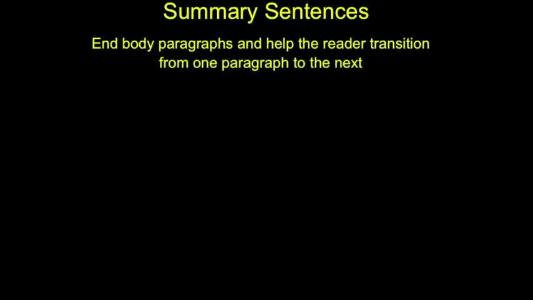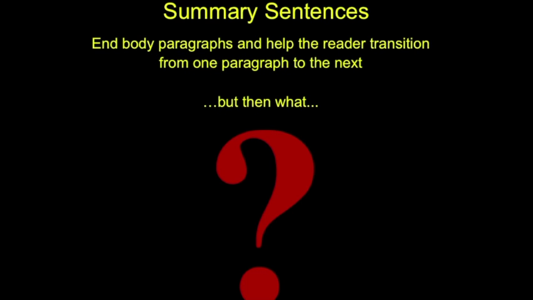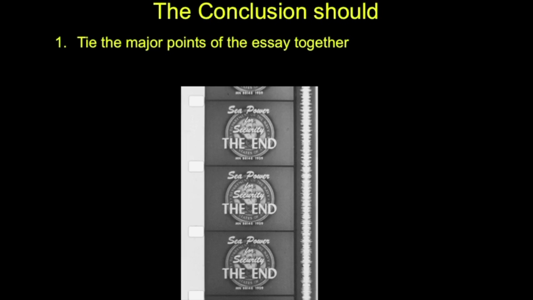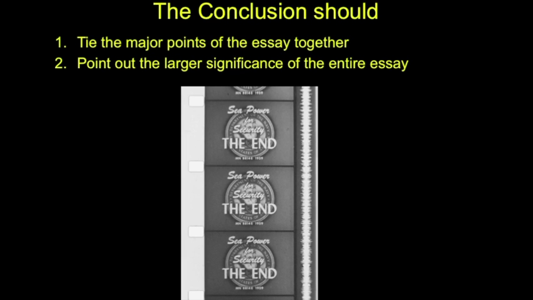In a previous podcast, we learned that a successful summary sentence can usher a reader from one body paragraph into the next. Once the reader has finished reading the last body paragraph, he'll need your help to tie the major points of the essay together and to understand the larger significance of the entire essay. These are the dual purposes of the conclusion, and they should occur in this order.